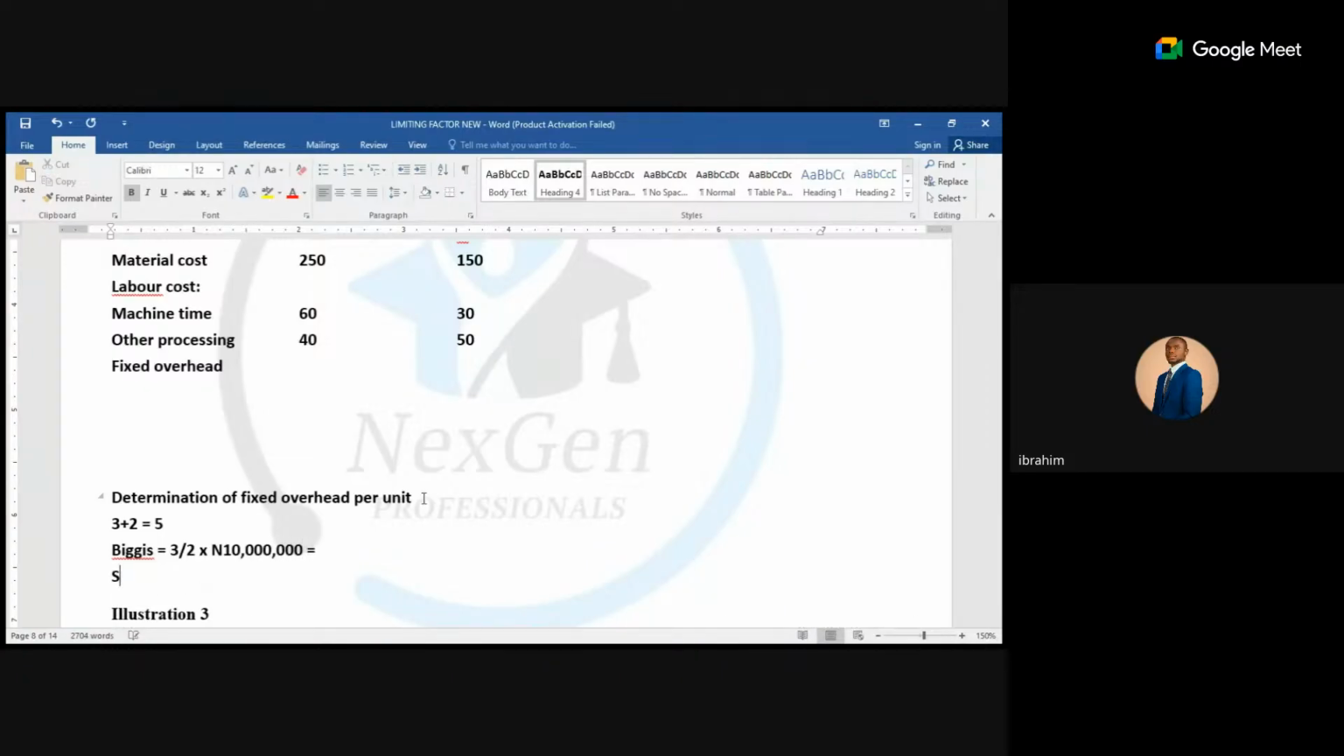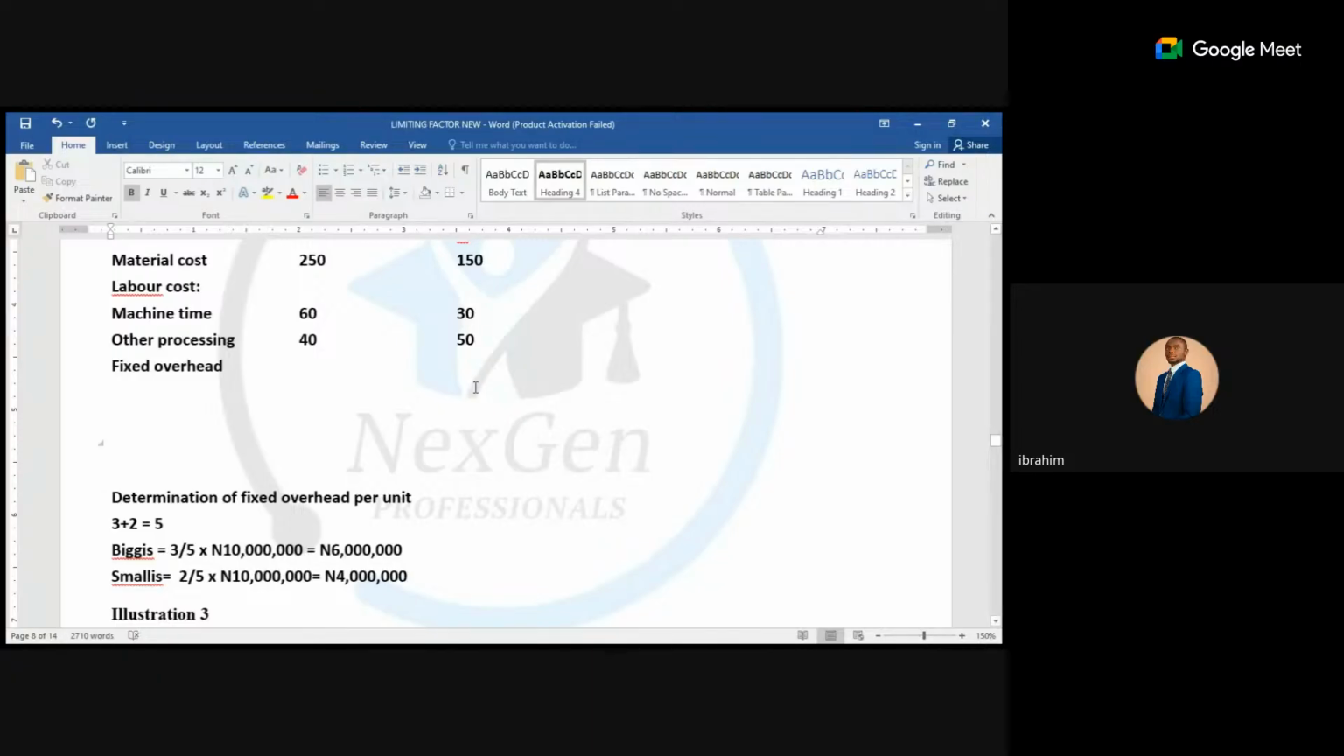The next one is smallies. 2 over 5 times 10 million. What is the cost? What do we have? 6 million and 4 million. 6 million is the fixed overhead for biggies in value, and this is 4 million.